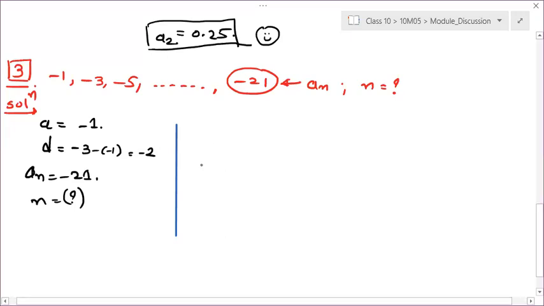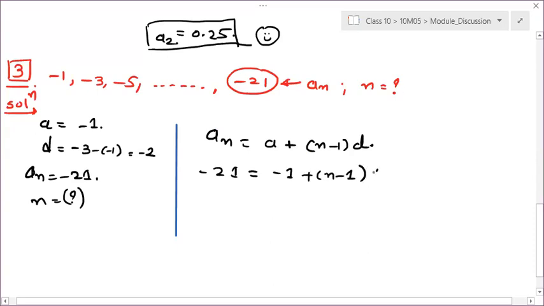So here, AN is equal to A plus (N minus 1) into D, right? So what is AN? AN is -21. What is A? A is -1. What is D? D is -2. Okay, so if I simplify over here, therefore -21 equal to -1 -2n plus 2, right? -2n minus 1 is plus 2.